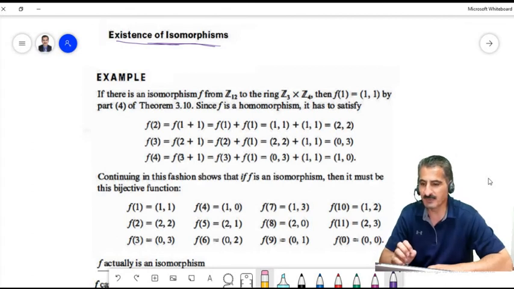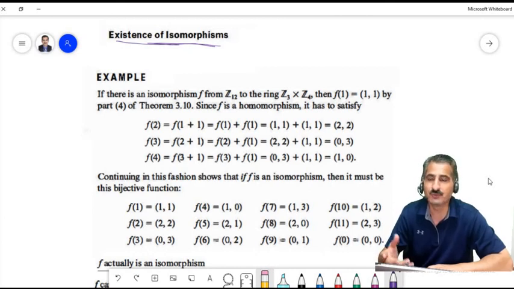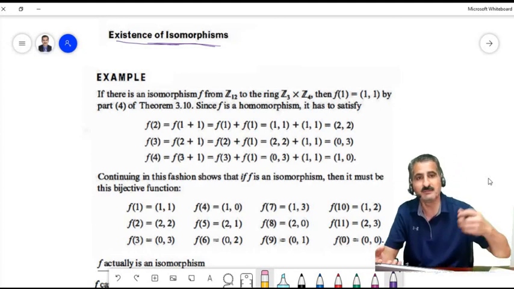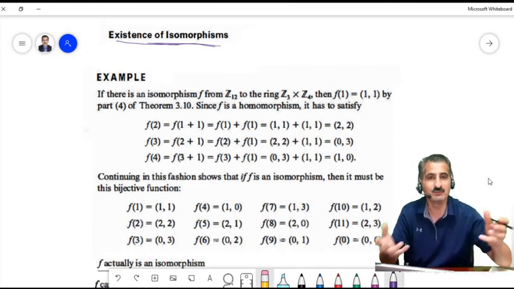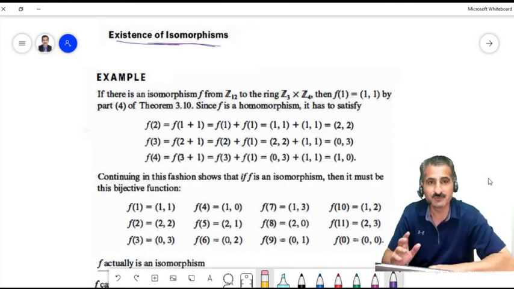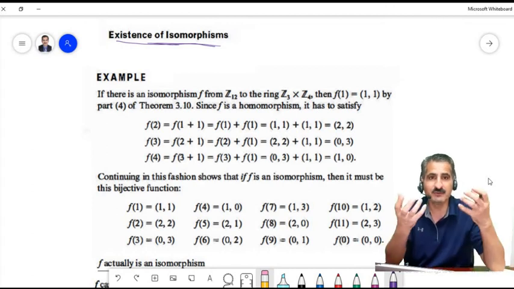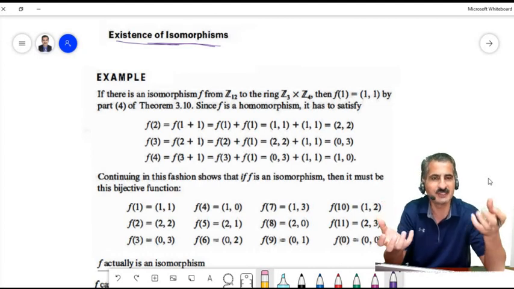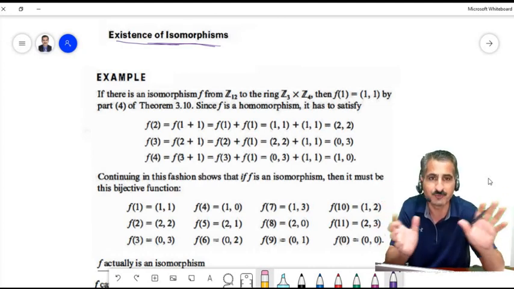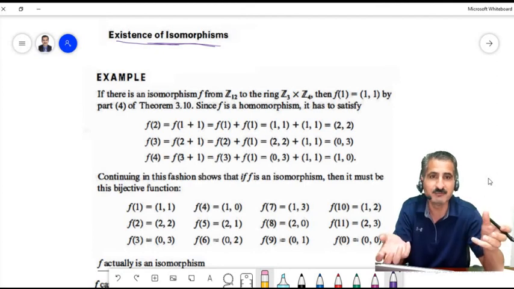If one of them has an element of order 5, then the other has to have an element of order 5. If one of them has 1 unit or 2 units or some number of elements that are units, then the other must have the same number of units, assuming these two rings are isomorphic. Therefore, if one of them has, say, 3 units and the other has 1 unit, then they are not isomorphic. No way. They must have the same number of units, for example.